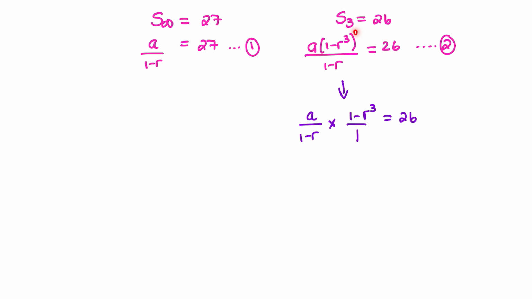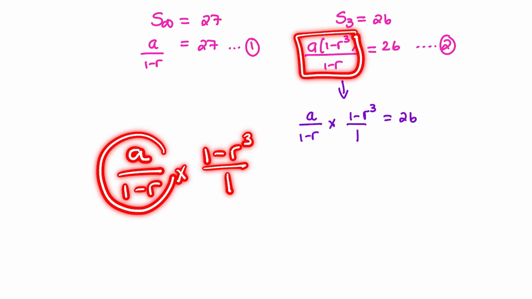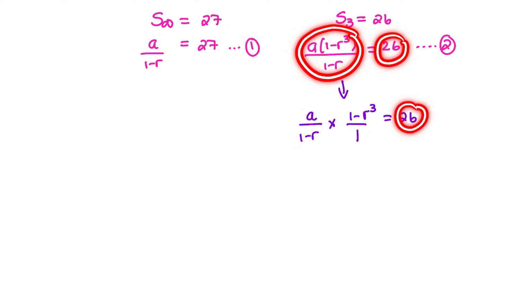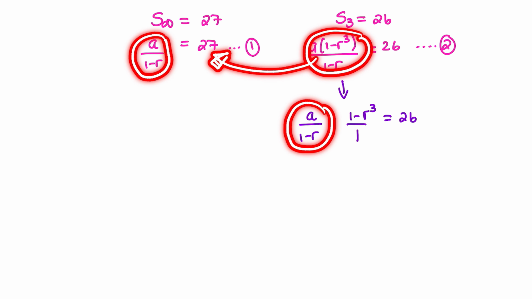Now, can you see that this expression right here can be written as a over 1 minus r multiplied with 1 minus r cubed over 1. So what I'm doing is I'm extracting the a and the denominator, and I'm writing that as a separate multiplier. And whatever is left, I put over 1. Now we know that this sum is equal to 26. But can you see by just rewriting this expression, we have the sum to infinity as part of this expression, and that value is 27.